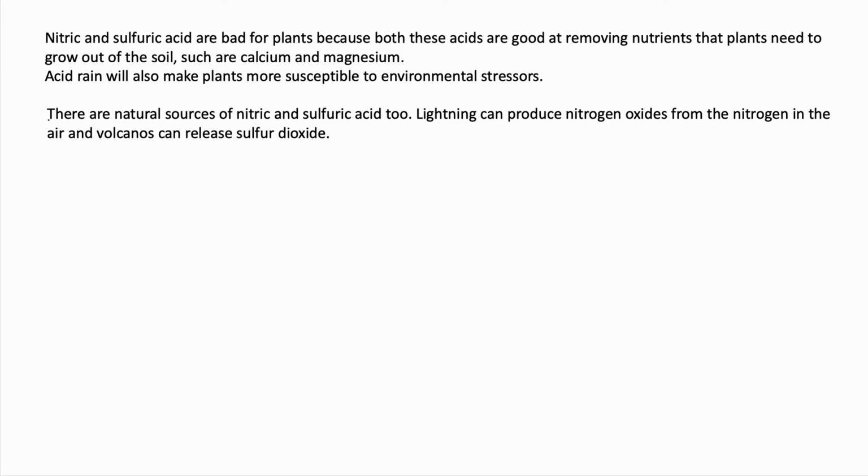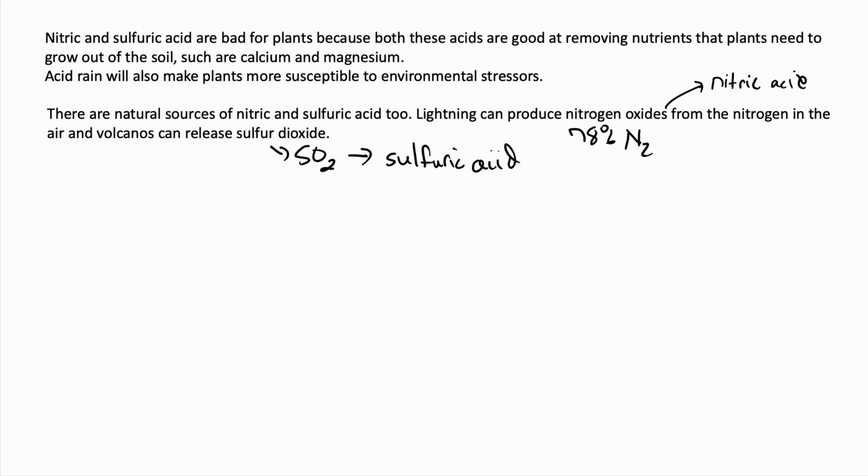And I just put this in here too. There are also natural sources of nitric and sulfuric acid. So lightning, because the air is 78% nitrogen, and lightning will cause nitric oxides to form, which will then form the nitric acid. And volcanoes can release sulfur dioxide, which will go to the sulfuric acid. And so man-made sources of acid rain exist, and there's also some natural sources of acid rain.